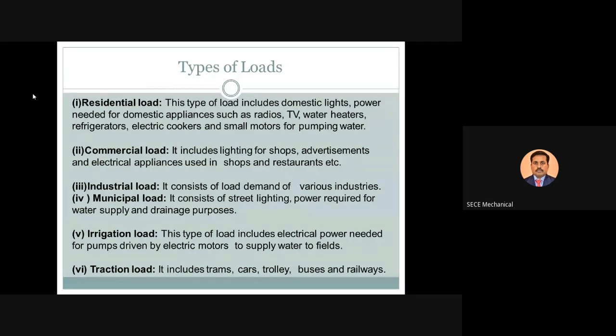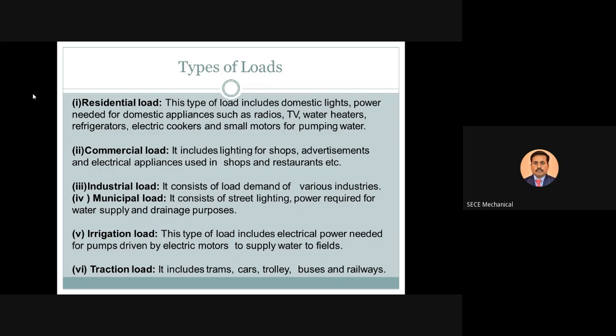So nowadays we use e-vehicles, that is electric based vehicles. Some trolleys and buses are also now operated based on electric vehicles. If you want to use an electric vehicle, we have to charge the battery. The battery is charged with the help of electric energy. So the energy is required to charge the battery. That type of load is called traction load.